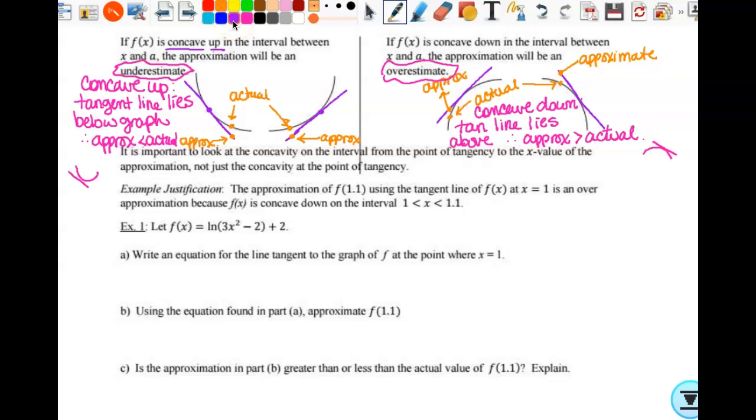So it's important to look at the concavity on the interval, so we have to explain it in intervals, from the point of tangency to the x value. So example justification: the approximation of f of 1.1 using the tangent line at x equals 1 is an overapproximation because it's concave down on the interval from 1 to 1.1. We actually have to speak about an interval, which we'll get there when we get there. Okay, so let's try this example here.